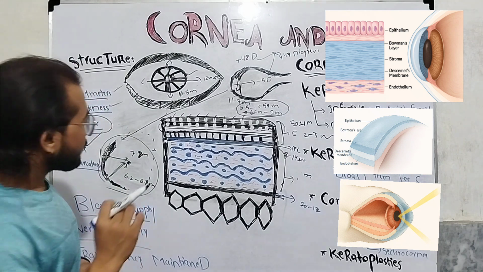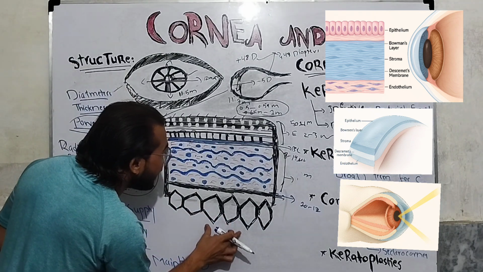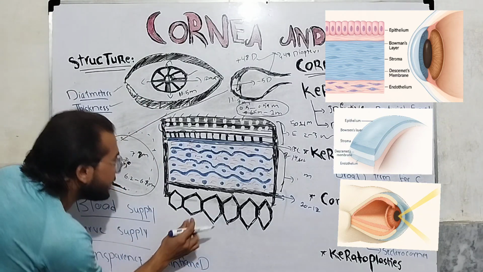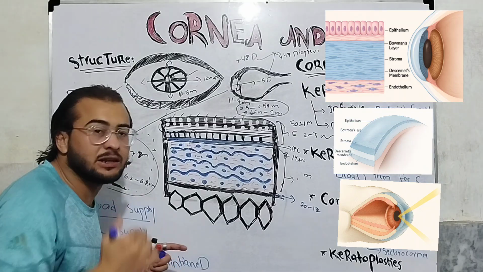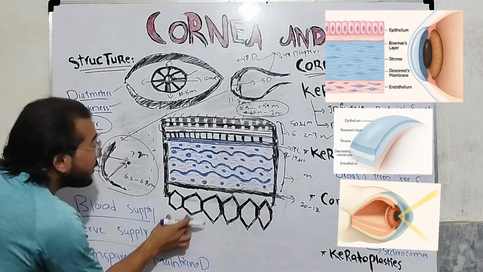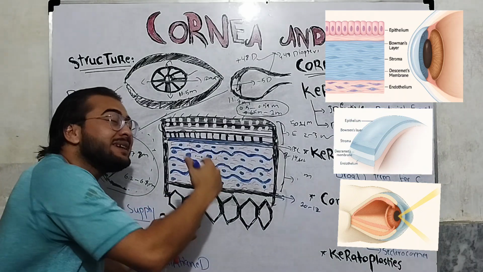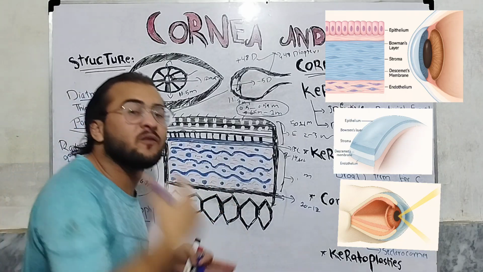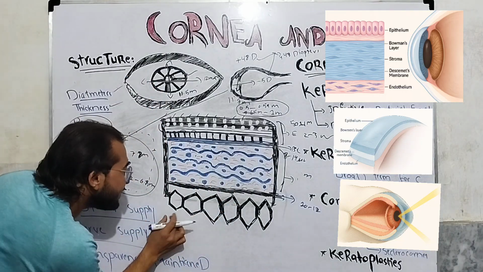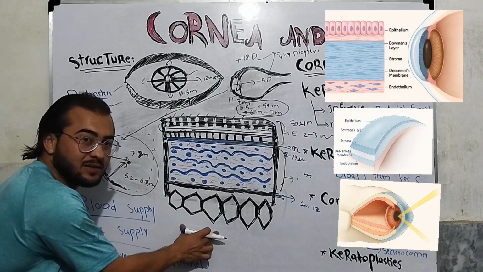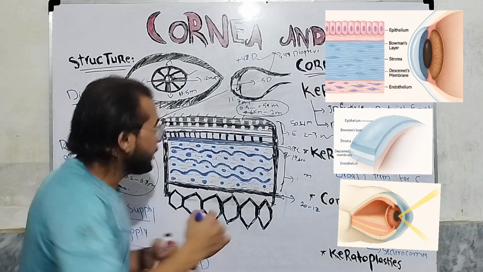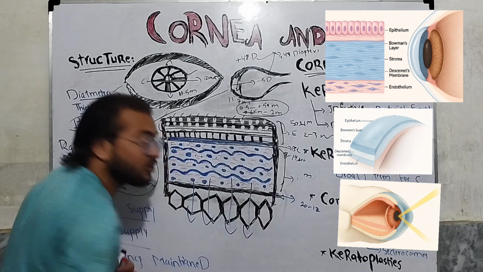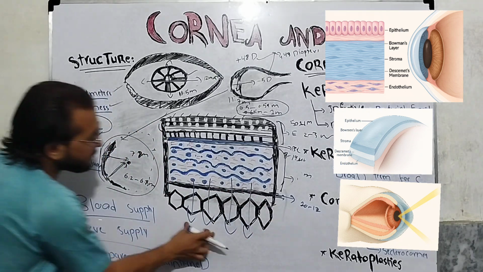Now we have the last layer, which is the endothelium. Endothelium is basically a single layer of hexagonal cells, which act to maintain the transparency of the cornea by removing the extra fluid from the cornea. So this single layer of hexagonal cells acts as a pump and it removes the extra fluid from the cornea and maintains its transparency. Okay, so this is the last layer.